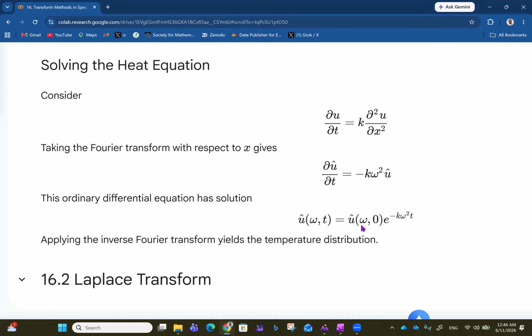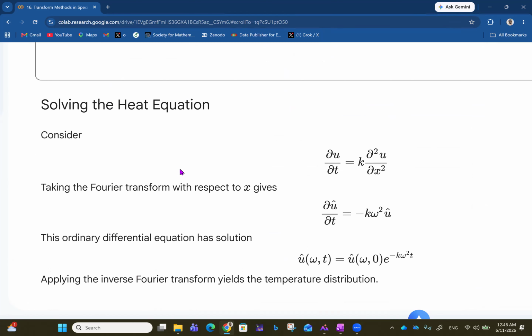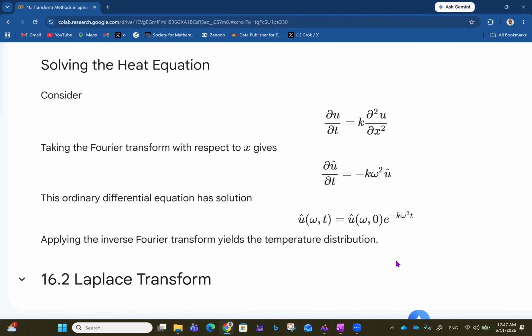Then we can talk about solving the heat equation. If you consider the heat equation, partial u partial t equals k partial squared u partial x squared, and you take the Fourier transform with respect to x, that gives partial u hat partial t equals minus k omega squared u hat. So this ordinary differential equation has the solution u hat of omega comma t equals u hat of omega comma 0 multiplied by e raised to minus k omega squared t. That's if you solve this differential equation. So if you apply the inverse Fourier transform, it yields the temperature distribution.